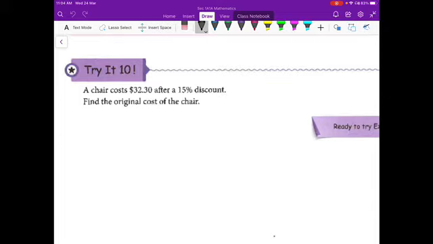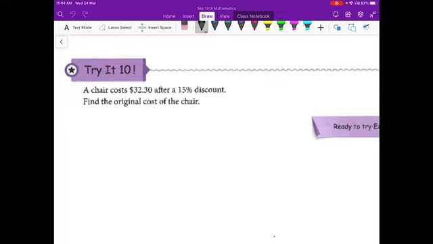Do you understand that? This is the reduced price. There is already a discount given. You try and bargain, someone will say, I already give you 15% discount, $32.30 already very cheap. Stop bargaining with me. Okay, so find the original cost of the chair.